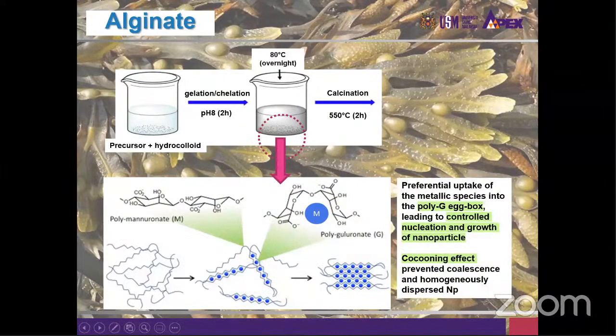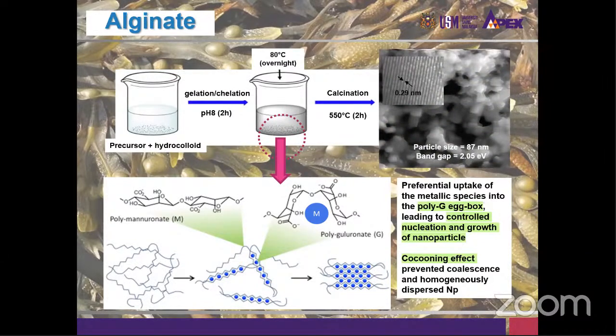What happens for alginate? You have the G block here, and this G block can be a preferential site for the uptake of the metal cations. We call it the poly G egg box. This egg box leads to control of the nucleation and growth of the nanoparticles. There is also a cocooning effect that prevents coalescence, and it can enhance the homogeneity of the dispersed nanoparticles. And this is the obtained product.